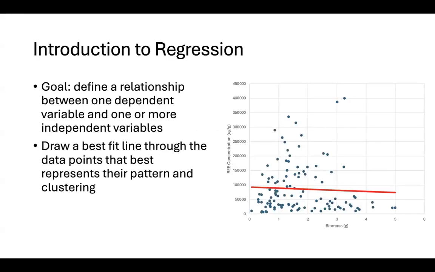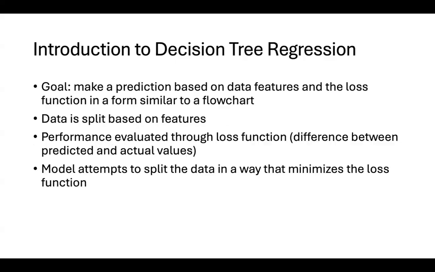So, a little bit of introduction to regression. The goal of regression is to define a relationship between one dependent variable and one or more independent variables. It attempts to draw a best fit line through the data points that best represents their pattern and clustering. So the graph to the right, for example, shows a linear regression where you're trying to draw a straight line to best fit the spread of data points.